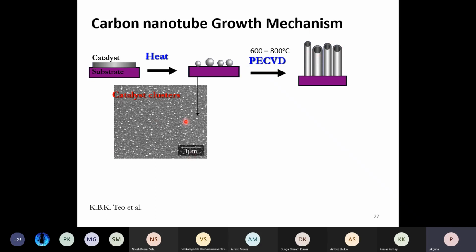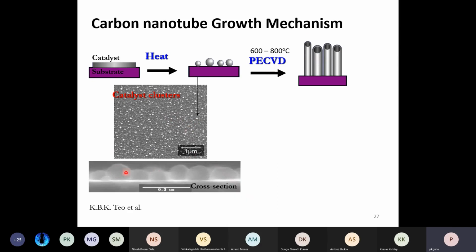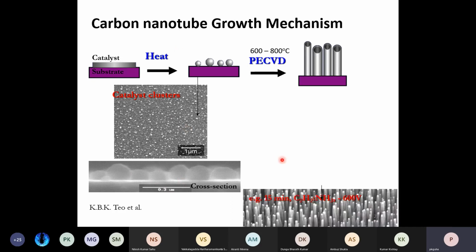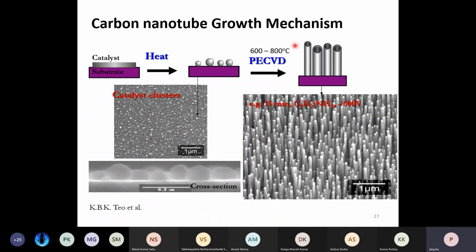This is the scanning electron microscope image of a small tiny catalyst island. These are small tiny catalyst islands because of heat treatment. When you put it in the PECVD chamber at 600 to 800 degrees centigrade, you get carbon nanotube with this shiny top, which is basically the metal catalyst. These catalysts may be iron, nickel, cobalt, and so on. These can be used as catalyst.